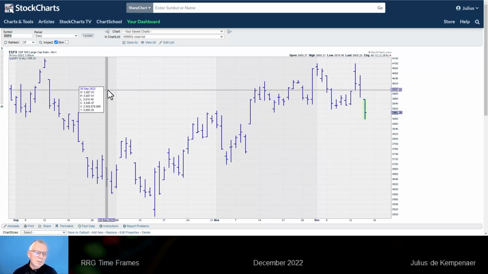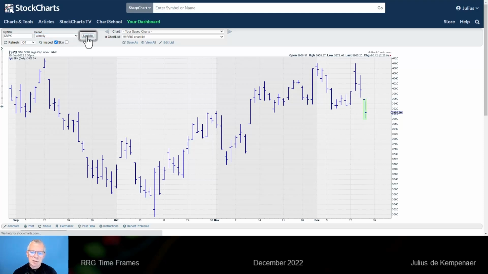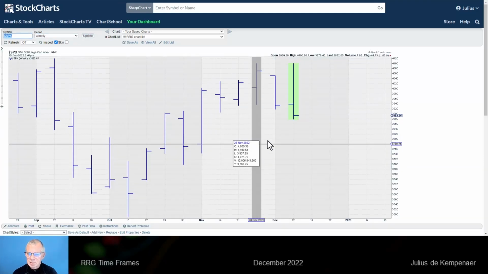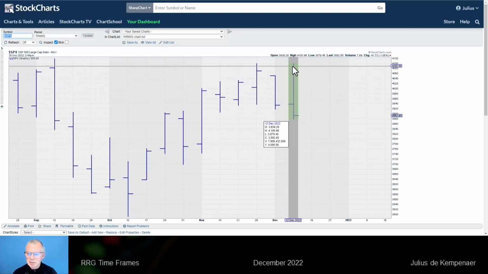Now, in StockCharts.com, you can actually very easily change that. So we change the time frame here, the period, and we make that a weekly. And then you will immediately see how that changes the chart. You can see that this is that 1 week that we played out, those 5 bars, and this is the week that is still ongoing.